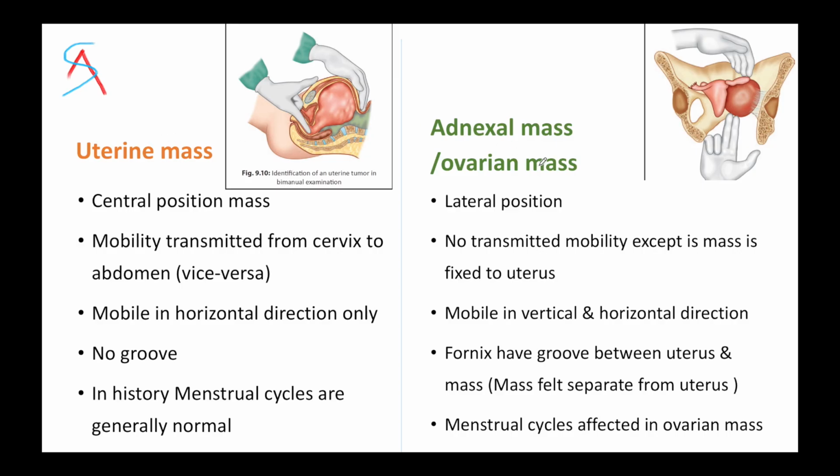To differentiate between uterine and adnexal or ovarian masses, a uterine mass would be in central position. If you move the cervix with your vaginal finger, then you can feel the movements in the abdomen or vice versa. This is called transmitted mobility. Transmitted mobility would be there only in a uterine mass, and a uterine mass per abdomen will generally be mobile in horizontal direction, and the menstrual cycle would be normal. Whereas an adnexal or ovarian mass would generally be lateral. There would be no transmitted mobility. An ovarian mass generally would be mobile in horizontal and vertical direction unless it is malignant or it has become adherent due to pelvic inflammatory disease.